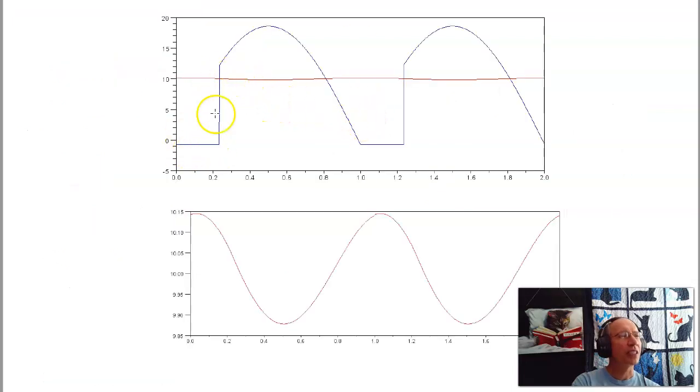Here's the input V1. That's my half-rectified sine wave firing at 31 degrees. Here's the output. If I zoom in on the output, that's what it looks like. And that's just what I wanted. The average is 10 volts, and the ripple is a little bit less than 500 millivolts.